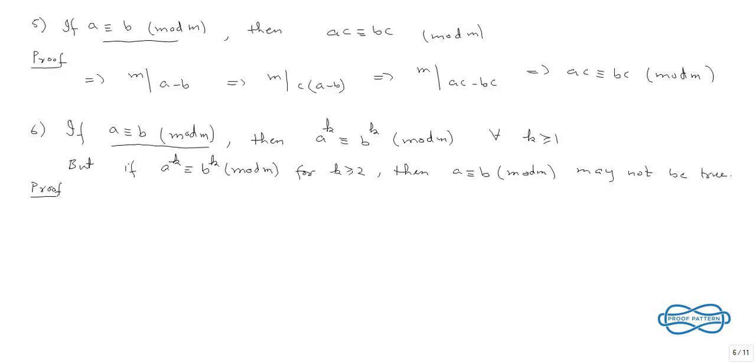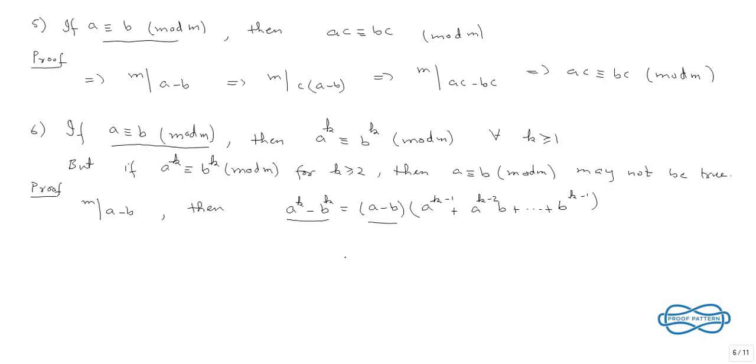Since it is given that A is congruent to B mod m, this means m divides A minus B. And then we know that A to the power k minus B to the power k can be written as A minus B into A to the power k minus 1 plus A to the power k minus 2 B plus so on up to B to the power k minus 1. So it is clear that this A^k minus B^k is a multiple of A minus B.